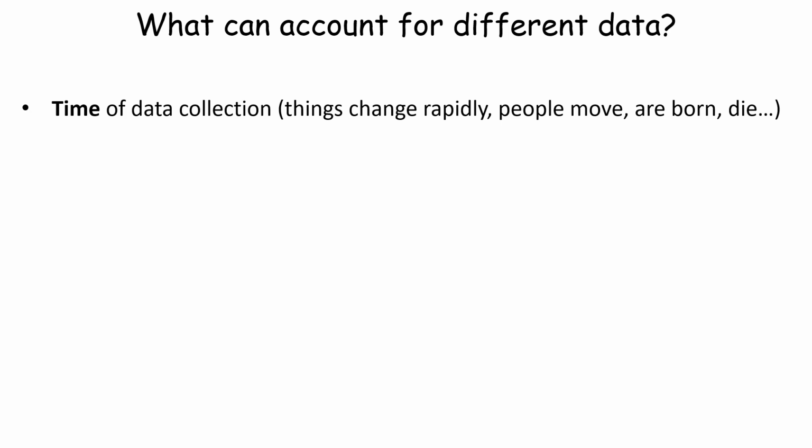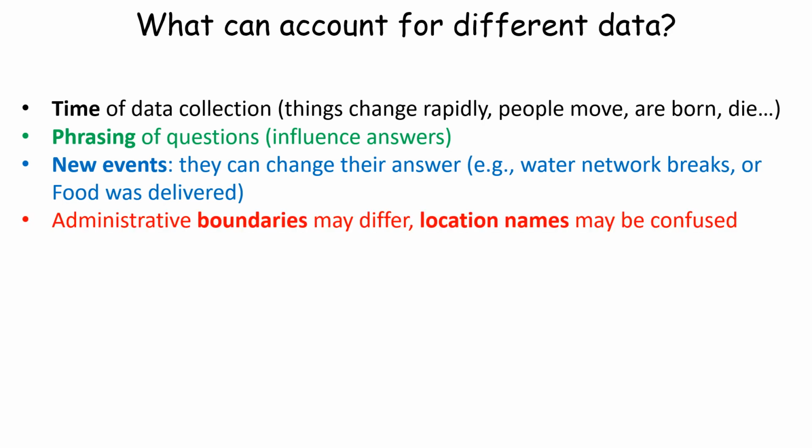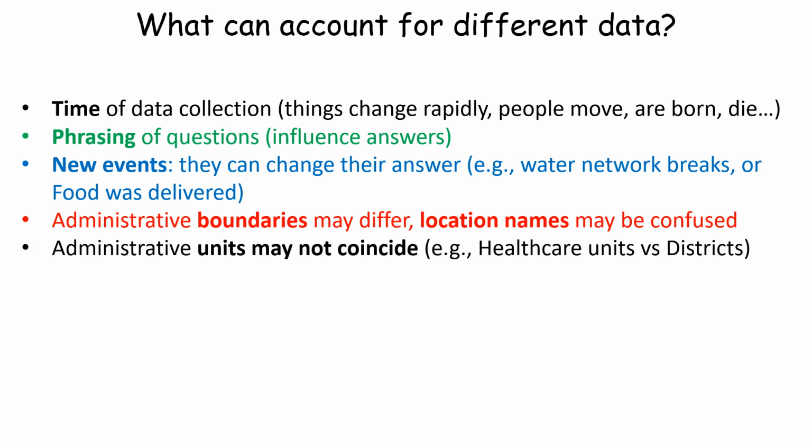For example, the time of data collection, as things change rapidly. The phrasing of the question will influence the answers. With new events, people can change their answer because now there is a new delivery of food or because the water network has broken. Administrative boundaries may be different. Location names may be confused. Admin units may not coincide. Healthcare units often do not coincide with districts.